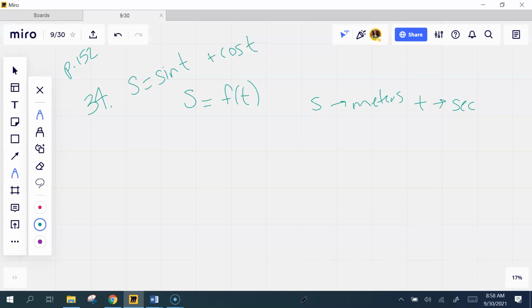So it says part A, find the body's velocity, speed, acceleration, and jerk at time t.